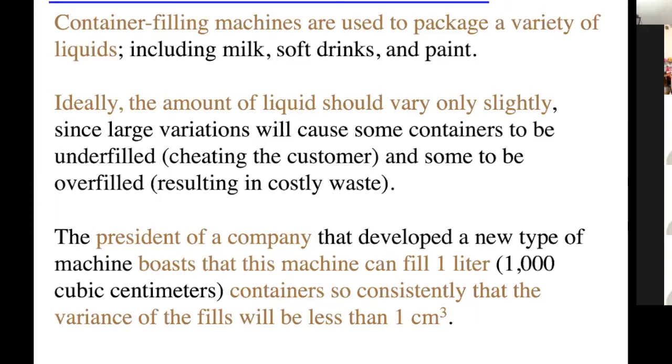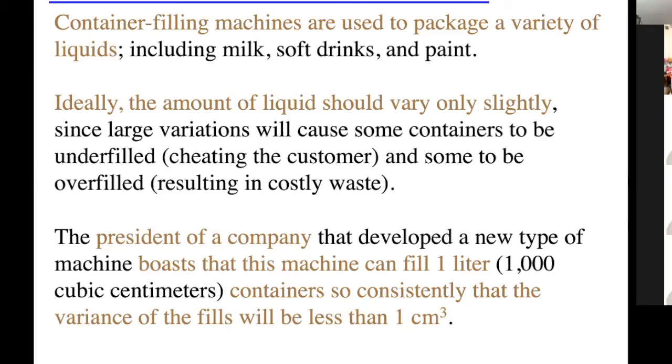The president of a company has developed a new type of machine. So you own this factory, and the company that produces these machines says, hey, we have this new machine and it fills 1,000 cubic centimeters, which is 1 liter, so accurately that the variance of the fills is less than 1 cubic centimeter. You think to yourself, wow, that's amazing.